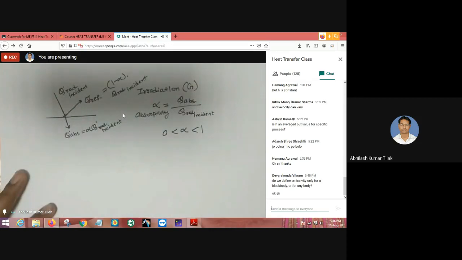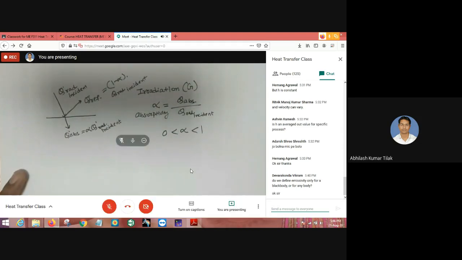So we will read further properties related to radiation in the radiation chapter, and we will have a detailed study at the end of the course. We will have a detailed chapter for radiation, so we will discuss it in detail at that time.